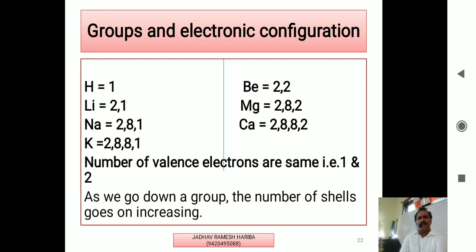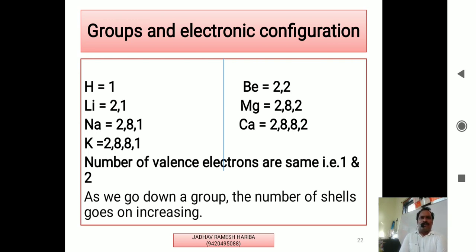It means that the number of shells or orbits decides the period of the element, and the number of valence electrons, or the number of electrons present in the last orbit, decides the group number of that element.